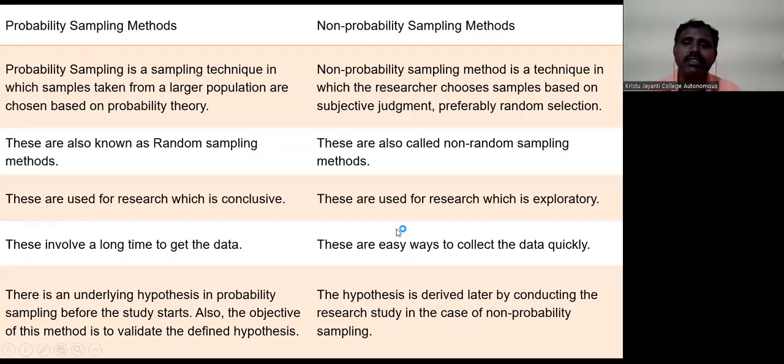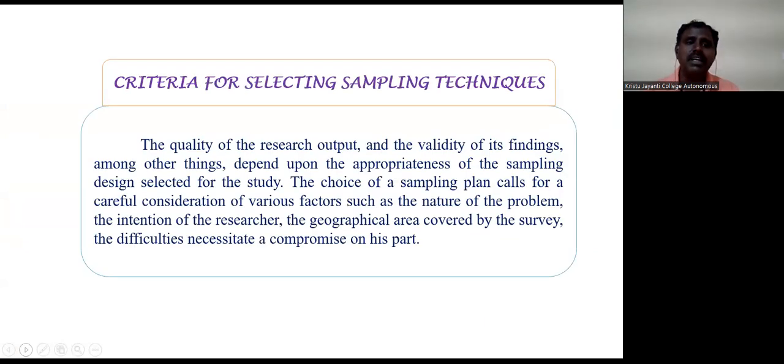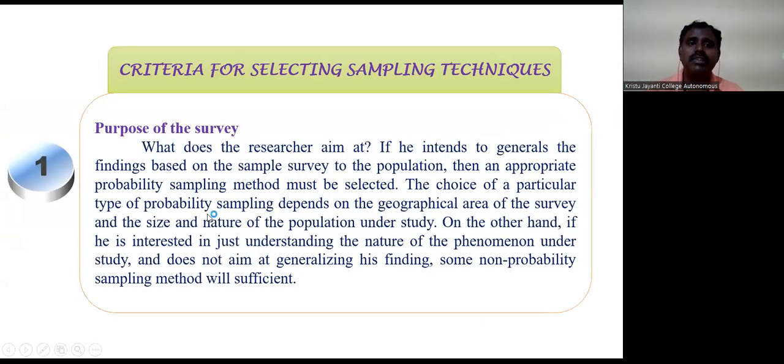So there are differences between probability sampling and non-probability sampling, which you can go through yourself. Then what are the various criteria for selecting the sampling technique? The first one is the purpose of the survey. What is the purpose for which you are going to collect the data? That will determine the selection of the sampling technique.